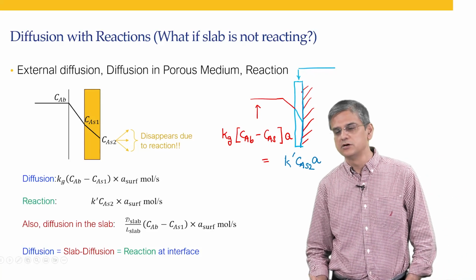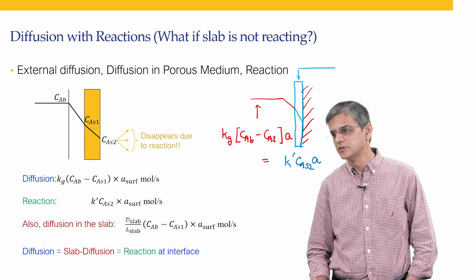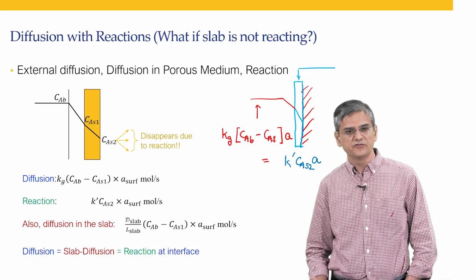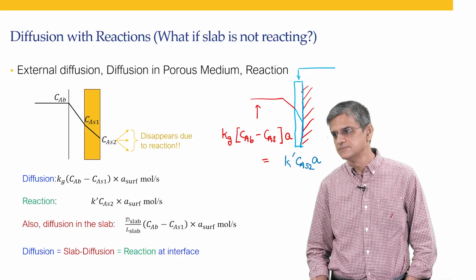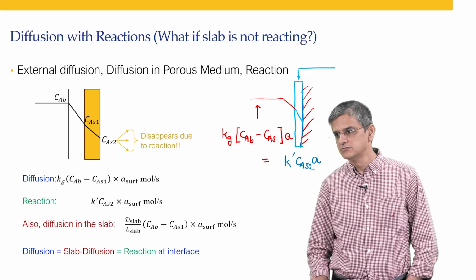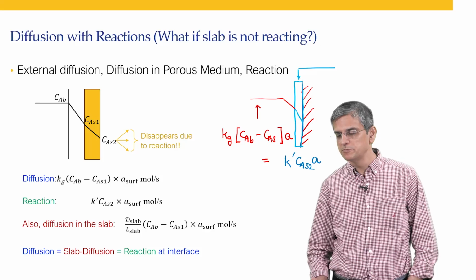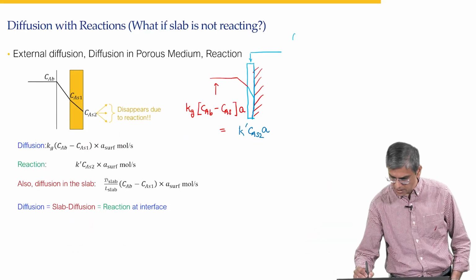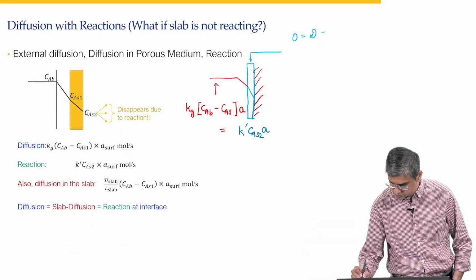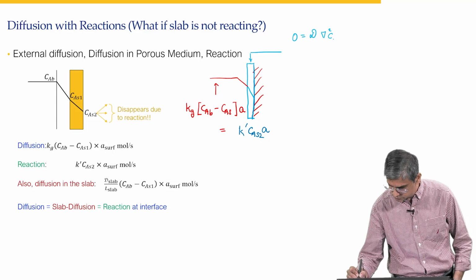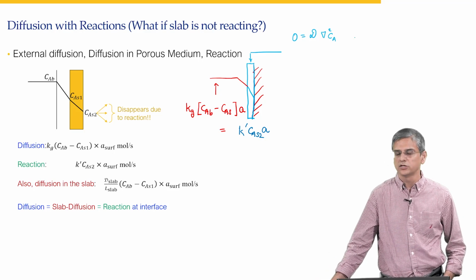What about this slab? What is the rate of diffusion in this slab? No reaction is taking place. So, what will be your domain equation? Okay, your rate of reaction is 0.